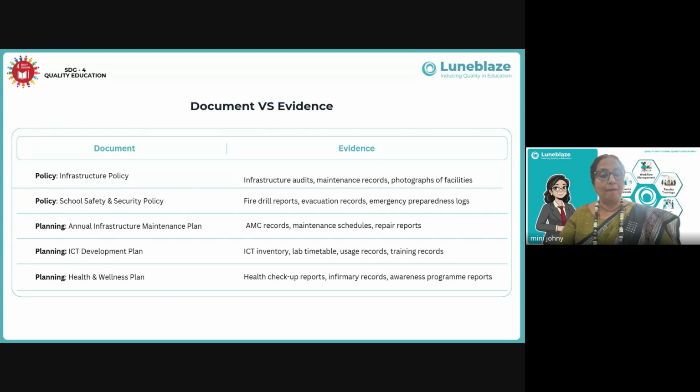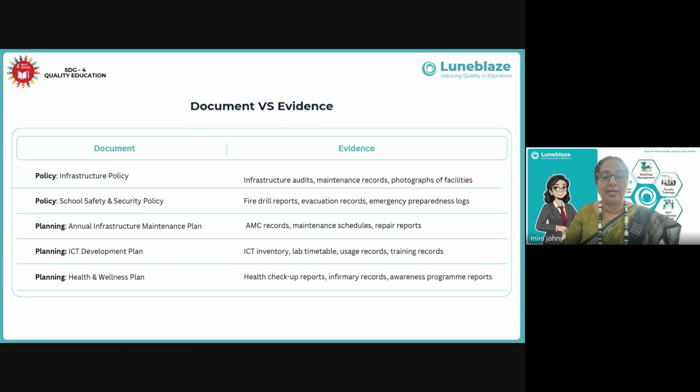Next, you can see ICT development. Already we have said that. Sometimes this will be repeated, so don't feel that these are repeated slides. No, it is very thoughtfully done. The document, what it is and what is evidence. ICT inventory is evidence. Lab timetable is evidence. Usage records are evidence. Training records are evidence. If you are sending your ICT teachers for STEM training, where did they go? Where is the certificate? Let everything have a record.